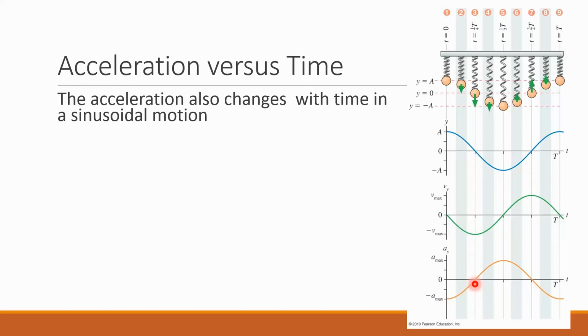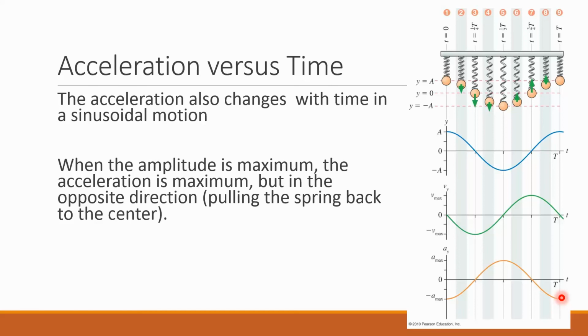When it is stretched out again, it has maximum acceleration, this time in the upward direction. It gets back to the equilibrium position, has no more acceleration, so it's back to 0. And then it goes back to its maximum position where it has its greatest negative acceleration, which is right here. When the amplitude is maximum, the acceleration is maximum, but it's going to be in the opposite direction. If we pull the spring, it's going to be pulling the spring back to the center.